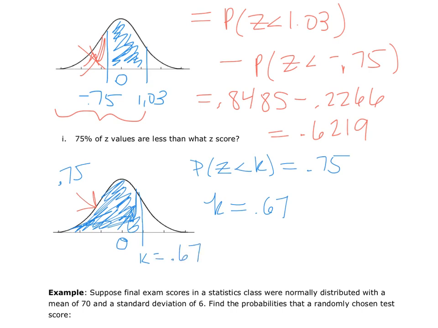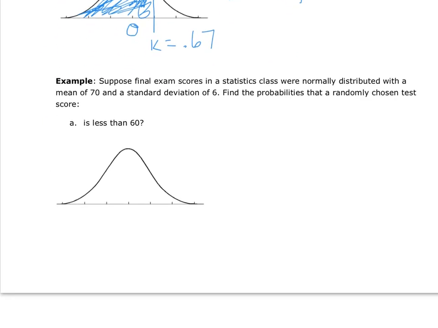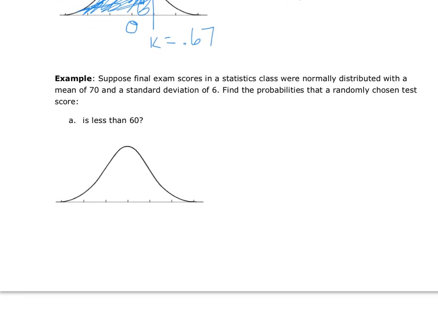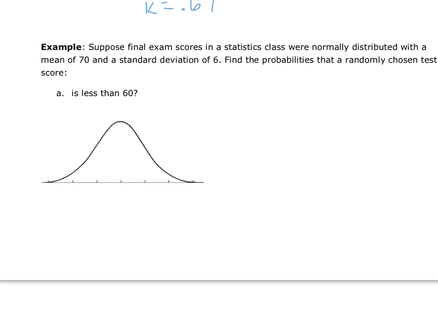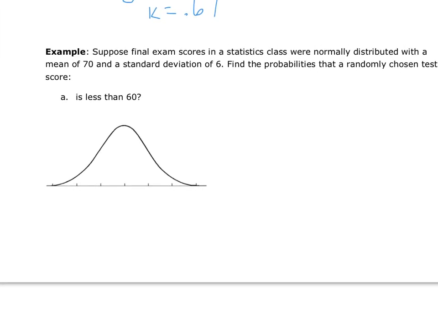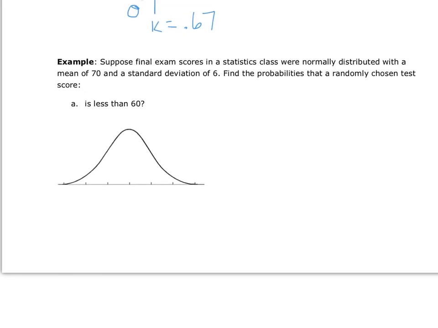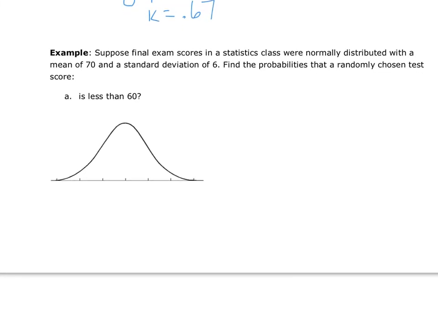Okay, now let's move on to this next example where we're not starting out already with a z-value. Suppose final exam scores for a statistics class are normally distributed with a mean score of 70 and a standard deviation of 6. Find the probabilities. Let's start off by defining this random variable. We're told that X is normal, and it is defined by the mean being 70 and the standard deviation being 6.